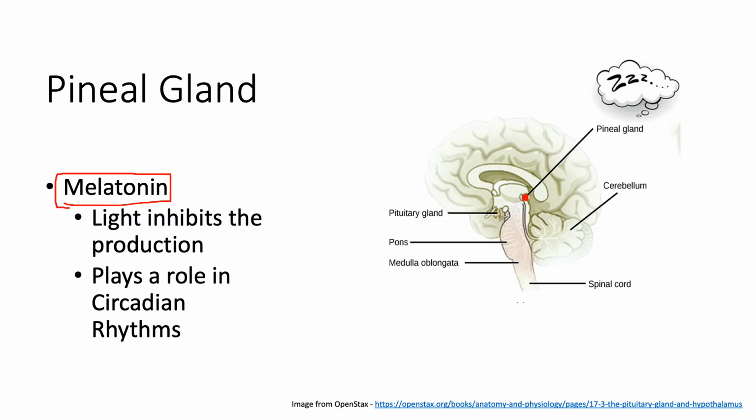This is thought to work like this: if you wake up in the morning and you go outside and see sunlight, that sunlight is thought to inhibit your melatonin production. Then if there are periods of darkness, like at night, the melatonin production increases, which helps with the sleep cycles.